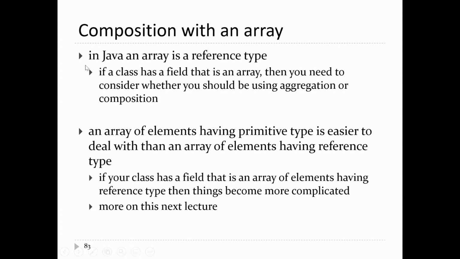Okay, so if a class has a field that's an array that is mutable, I can change the elements in the array. So now I have to consider, am I using aggregation or composition? If you have an array of primitive type, so you have an array of int or array of char, then problem number 2 goes away. You only care about, do you own the internal array or not. So if you have an array that has reference types in it, that's when problem number 2 occurs. We'll talk about that in about 20 minutes.